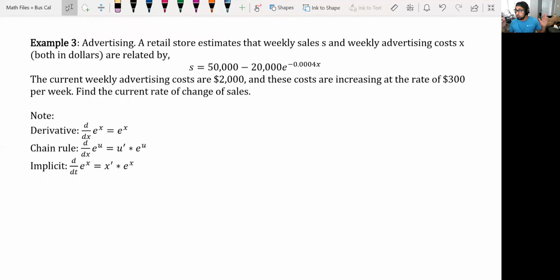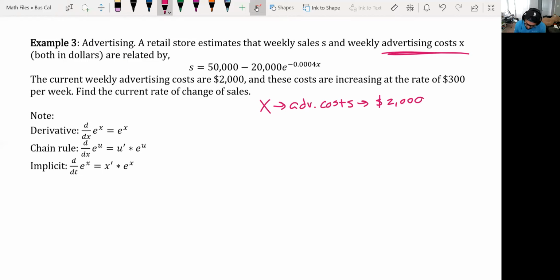Okay, so again, let's find out what it's giving us. So it says the weekly advertising costs are $2,000, and advertising costs are given by X. So X is our advertising cost, which are $2,000. So right there, weekly advertising costs are $2,000.